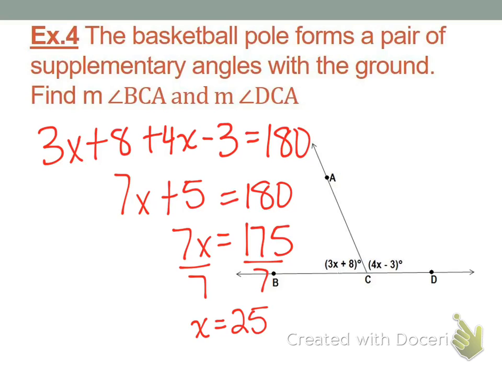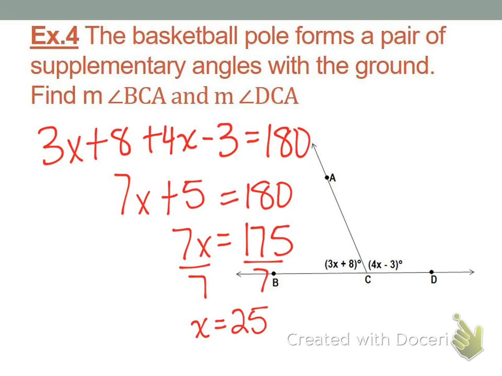Generally, if the decimals don't come out nice and the directions don't tell you to round, then I would expect an exact answer, like you could leave it as an improper fraction, something along those lines. Are we done with this problem? No, because they didn't want x, they wanted the measures of those two angles. So what do I need to do?